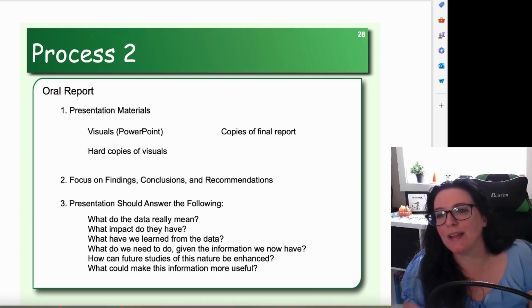What does the data really mean? What impact does it have? What have we learned from the data? What do we need to do with this, given the information we now have? What are the actions and decisions we can now make?